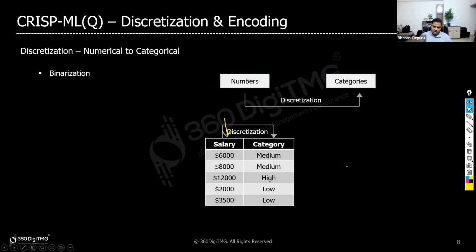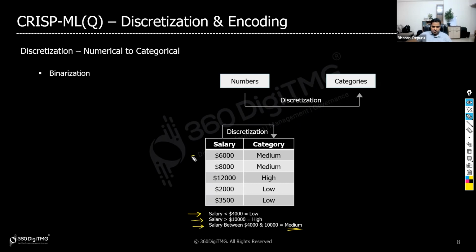Now, if you come up with certain rules, such as salary less than $4,000 means low income. Salary greater than $10,000 probably means high income. And if your salary is in between $4,000 and $10,000, then probably it is medium salary.